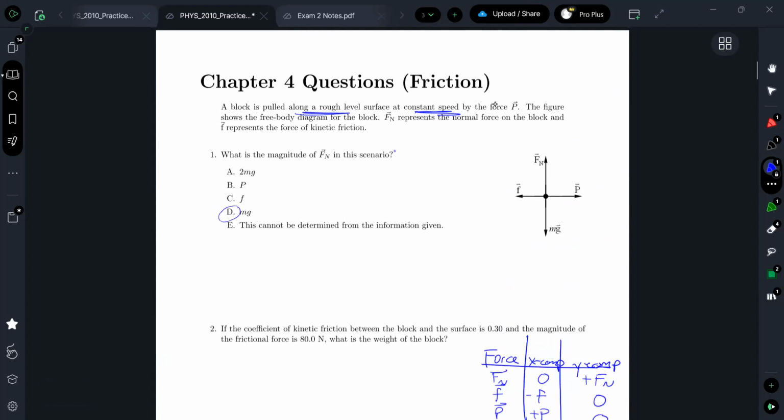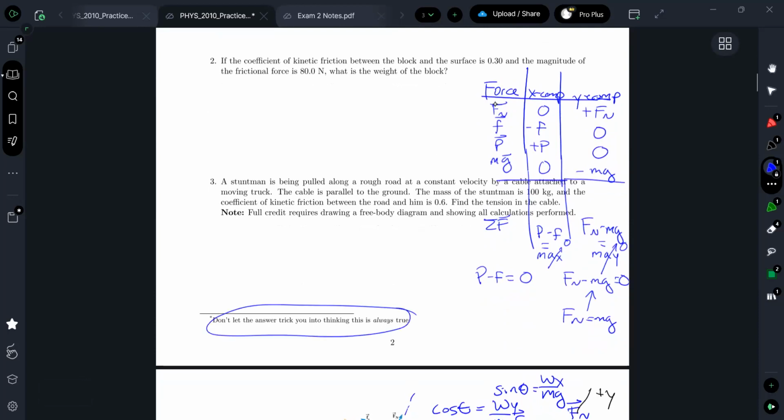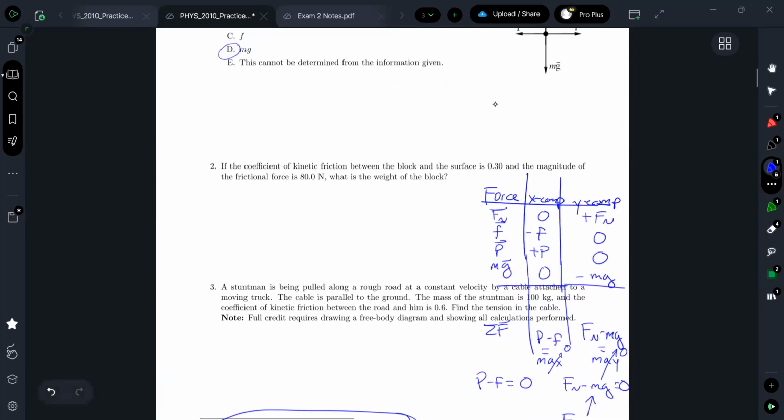The magnitude of Fn is mg, because of this second equation right here, which says Fn equals mg. But like this says, that's not always the case. You only find that out by following this process, going consistently through all your forces.